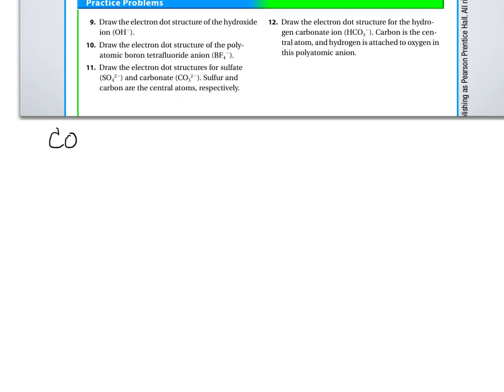All right, let's do CO3 2 minus. Same kind of thing that we did on the last one. Got carbon, it has 4. Got some oxygens: an oxygen, another oxygen, and another oxygen. And we've got 2 extra electrons. So let's put these in here. That makes that easy. Put this one in here. That makes that pretty good.